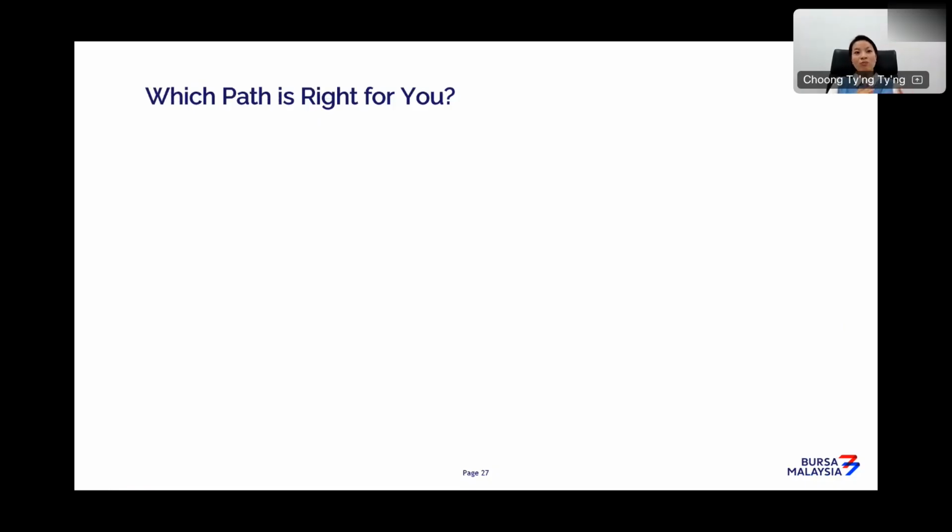Now, which path is right for you? If you're going to look at whether to choose trading as a career, which means your full-time job, or trading to build your wealth, eventually if your target is just to generate profit, it doesn't mean that you need to go for full-time trading. You can go with the target of trading to build your wealth, which is a part-time job.